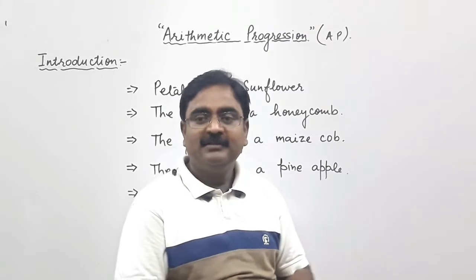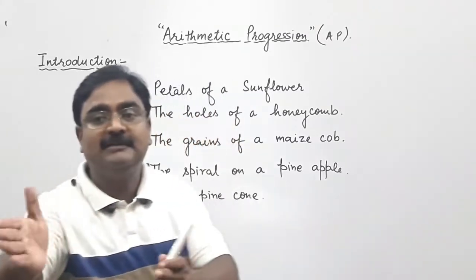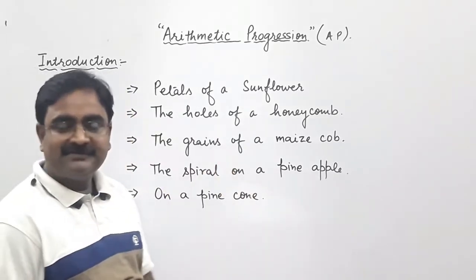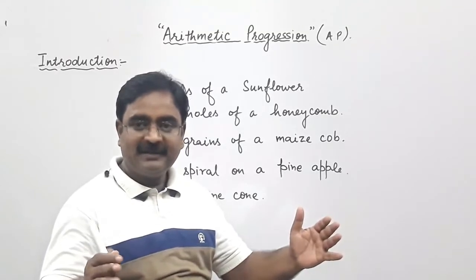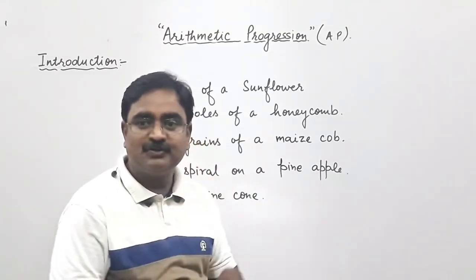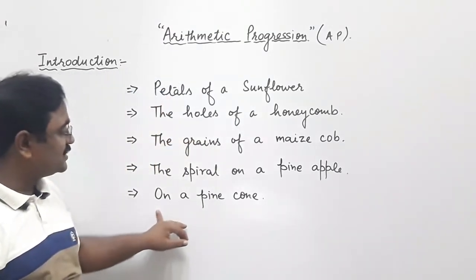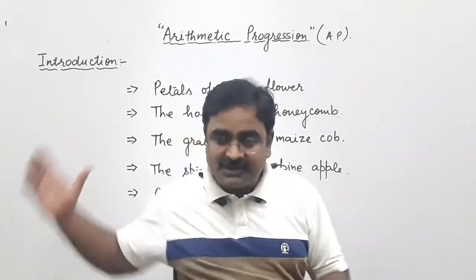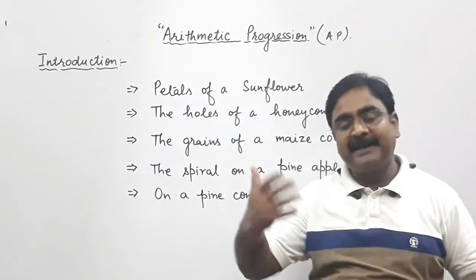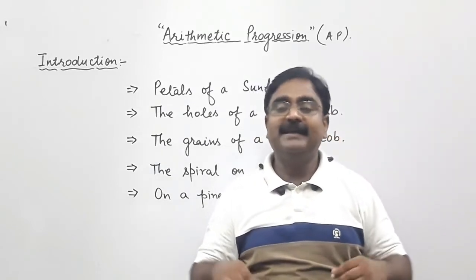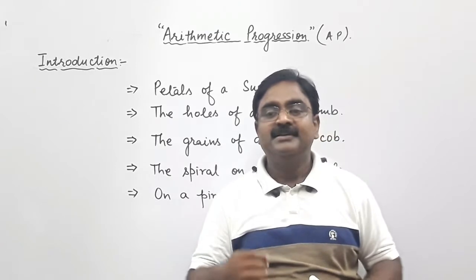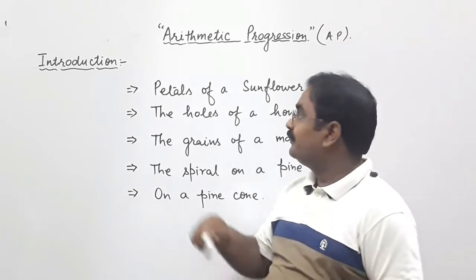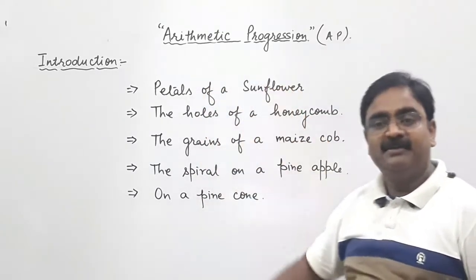And from that pattern, you can understand what the next term will be. Then the spiral on a pineapple. As you have seen the pineapple, the spirals are also in a sequence. And afterwards the pine cone is given. Not only these objects, there are so many objects in our practical life. You have seen that they have different sequences. According to those sequences, we have to understand which sequence is the arithmetic progression.